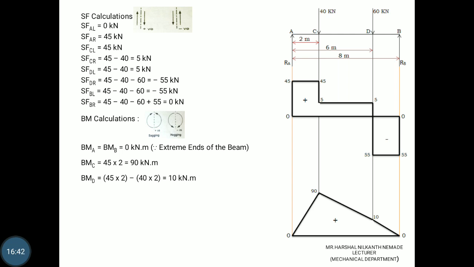Okay, after getting the values I will mark them on the diagram. First, 0 at point A and BM at B. At C point it is 90 and at D point it is 10. So I will mark the points, join them, and I will get the whole BMD diagram in kilonewton meter and the SFD diagram in kilonewton.